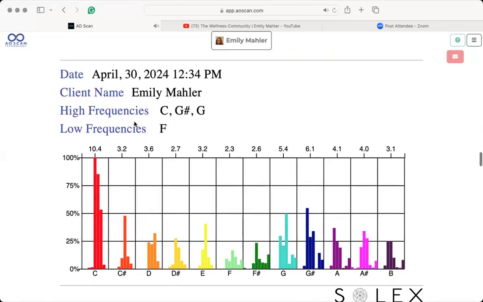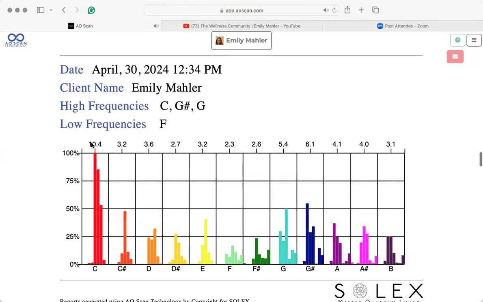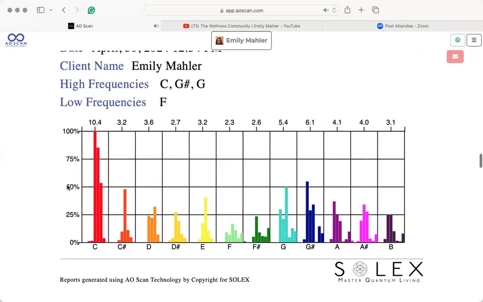So then again, here's the graph. These are the 3 high frequencies and my low frequency, and you can see based on the numbers, the C was a 10.4. They explain this as the volume of the frequency in your voice, in your quantum self. I like to just see how high they get or how low they get.